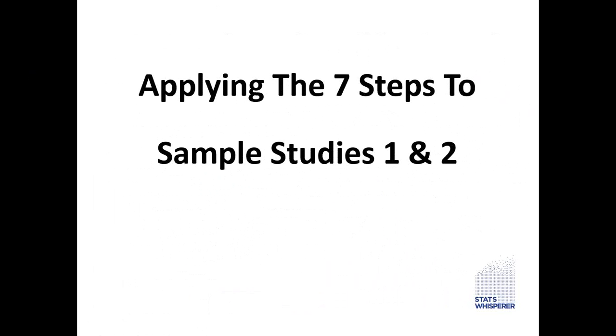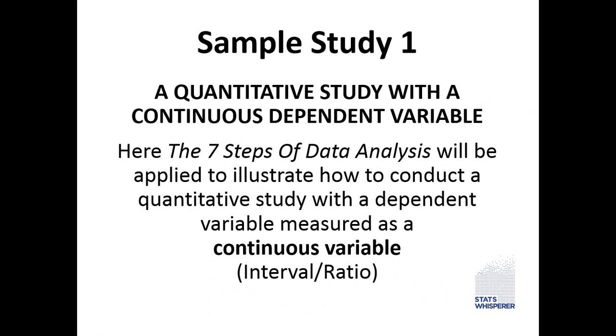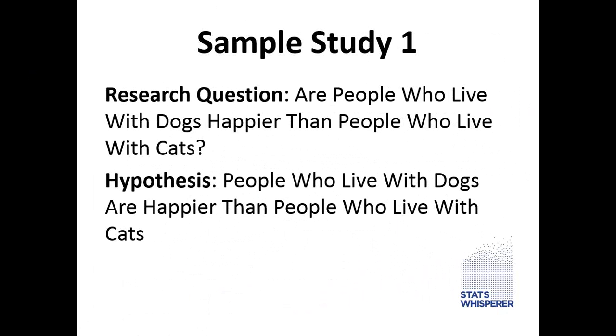So lastly today, we're going to be applying the 7 steps to sample studies 1 and 2 in the form of our study maps. So sample study 1 is a quantitative study with a continuous dependent variable. And as the title suggests, we're going to apply the 7 steps to data analysis to illustrate how to conduct a quantitative study with a dependent variable measured as a continuous variable, which is at the interval or ratio level. The research question: are people who live with dogs happier than people who live with cats? And the hypothesis is that people who live with dogs are happier than people who live with cats.